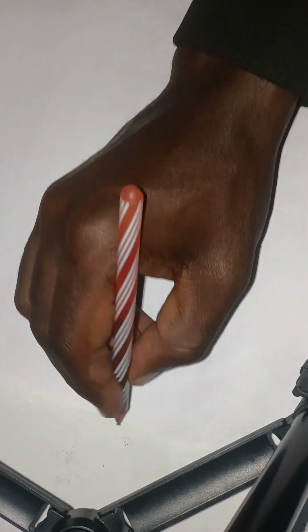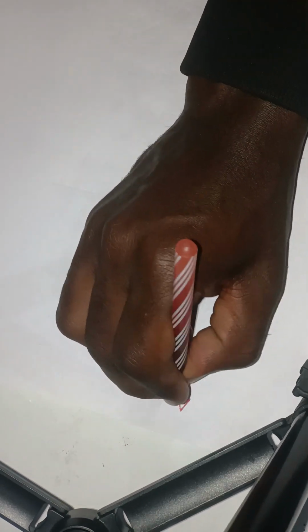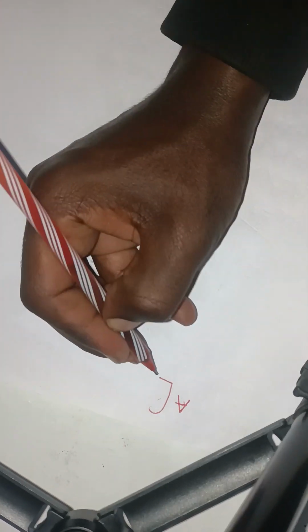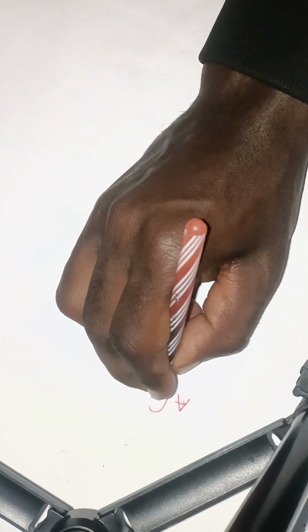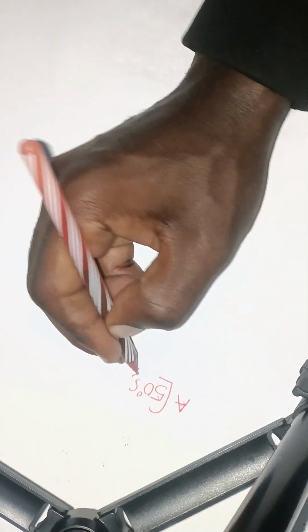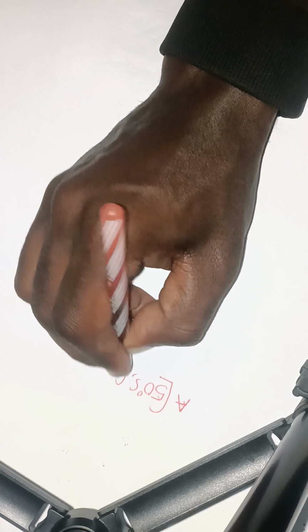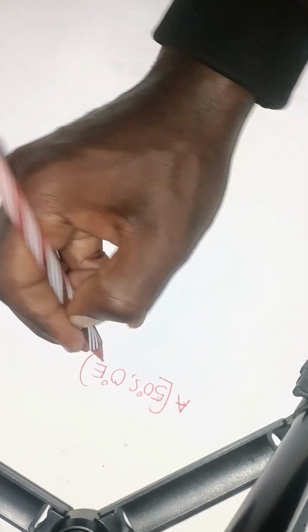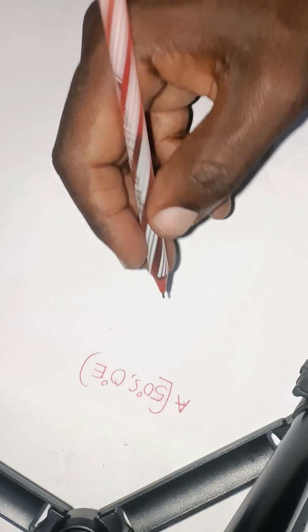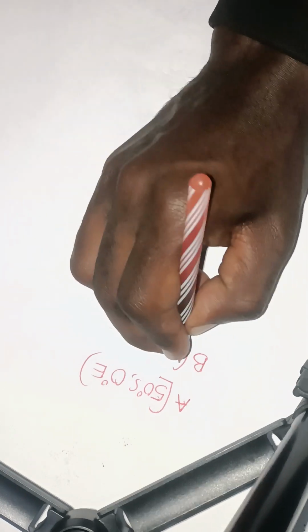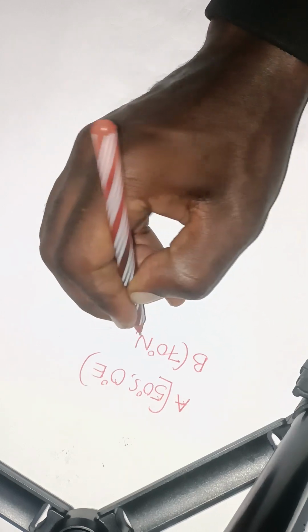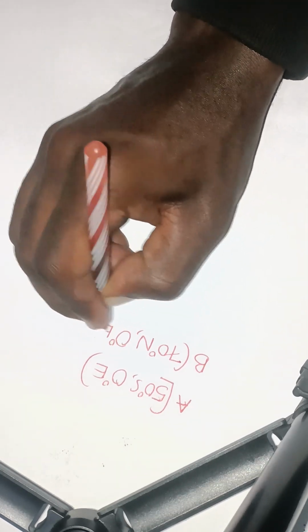So there are 2 points here. The first point is this, that is point A. And as far as this point is concerned, the coordinates in terms of latitude and longitude are 50 degrees south and 0 degrees east. There is another point, point B, and the coordinates of this point in terms of its location on the globe or the Earth's surface are 70 degrees north and 0 degrees east.